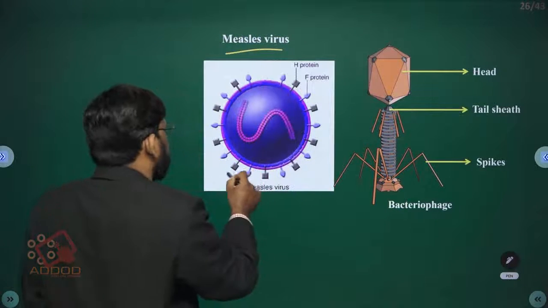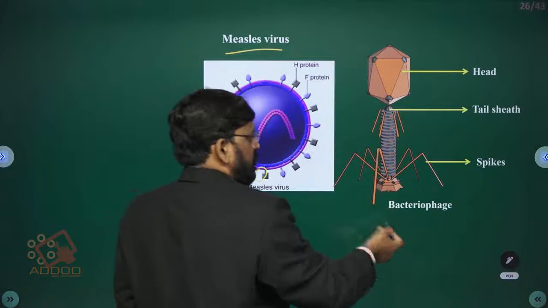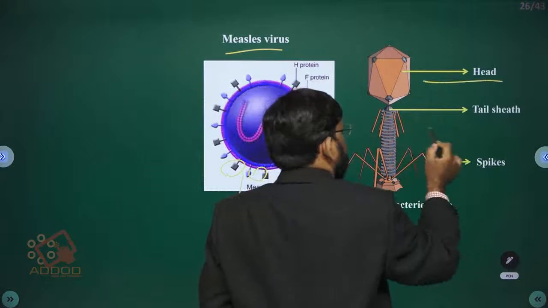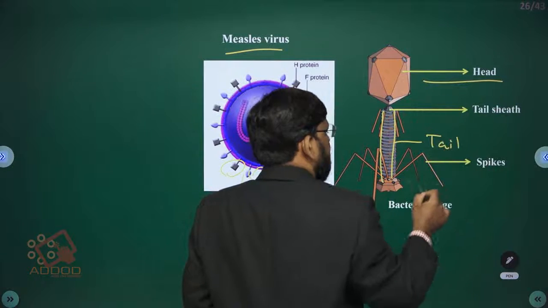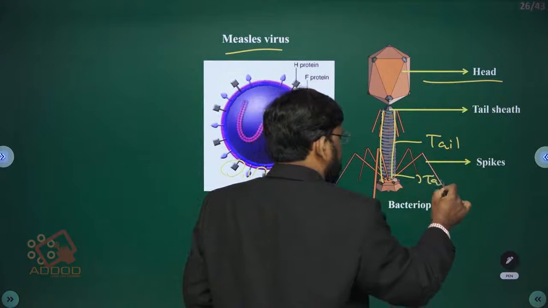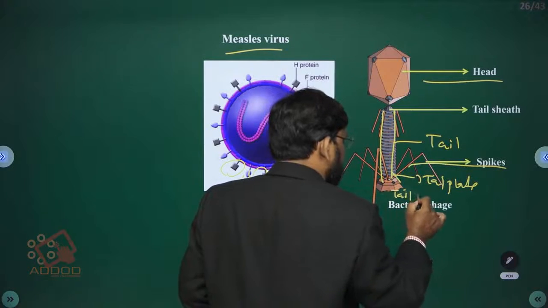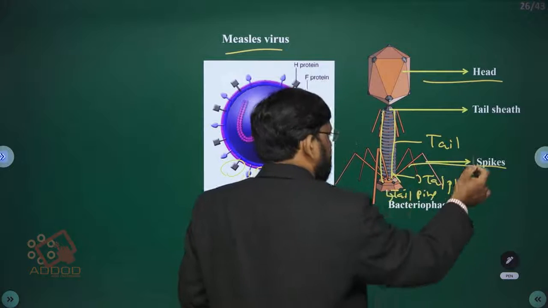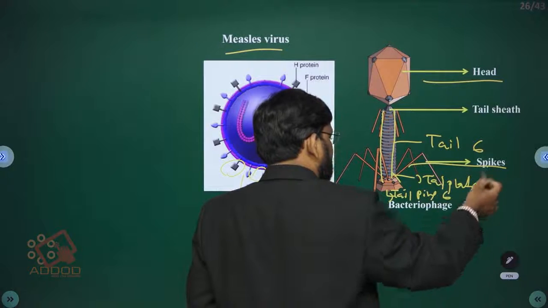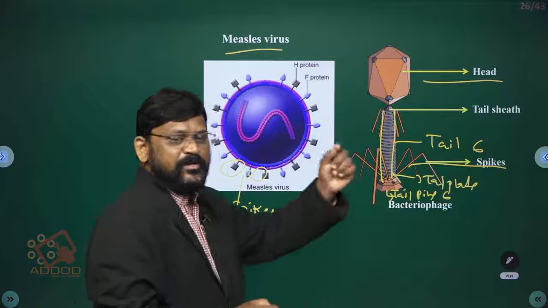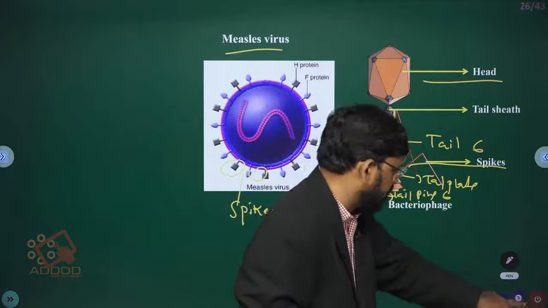Now this is the measles virus. These are the spikes, which are glycoproteins, and which help in attachment. This is the bacteriophage. You can see clearly this part is called the head. This is called the tail sheath, and this is called the tail, and near the base there is a plate called the tail plate. Attached to the tail plate there are tail spikes and tail pins. Usually we take 6 tail spikes and 6 tail pins. Spikes help in attachment, pins help in making bores, making holes in the host. Here the head shows cubic symmetry and the tail shows helical symmetry.